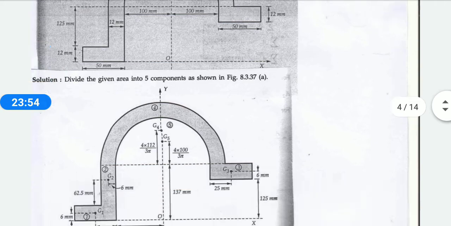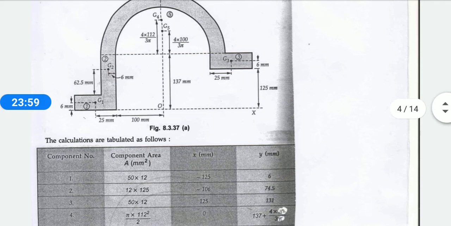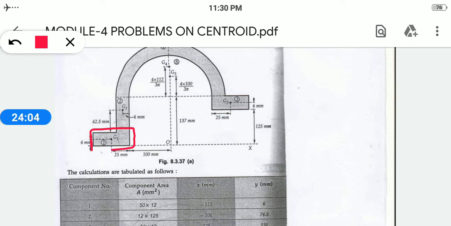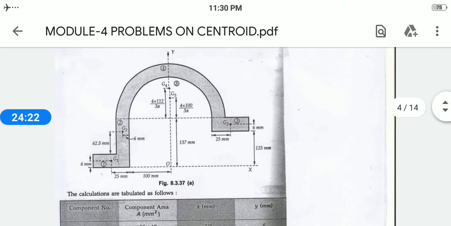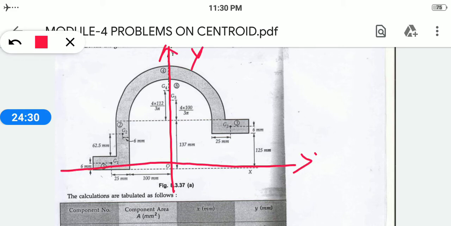So I am taking first, see, they had divided over here. I am taking the component 1, which is my component 1. What is the whole breadth? This breadth will be equal to 50 given in the diagram. This whole depth is given as 12. So 50 into 12 will give you the area, and your x distance you need to find. In this diagram it is clearly mentioned that your x and y axes lie in between. So this is your y axis and this is your x axis.